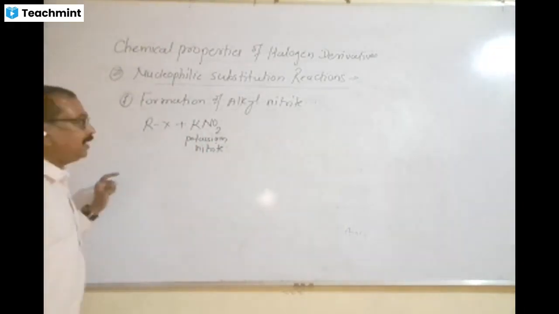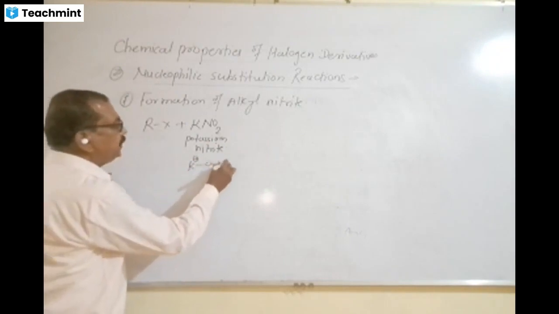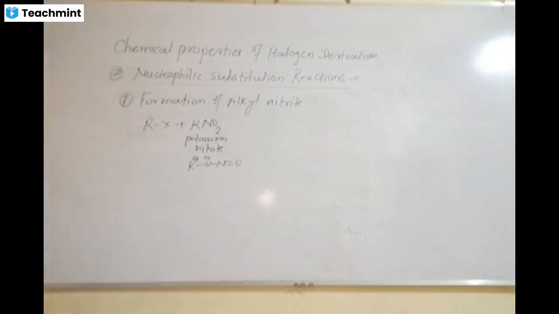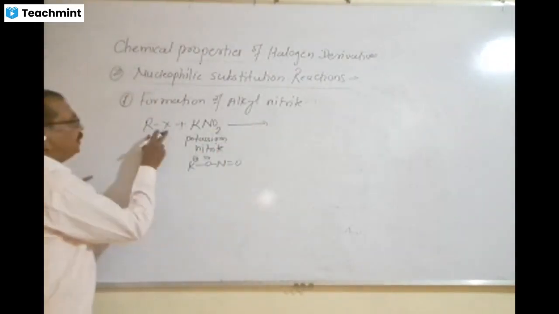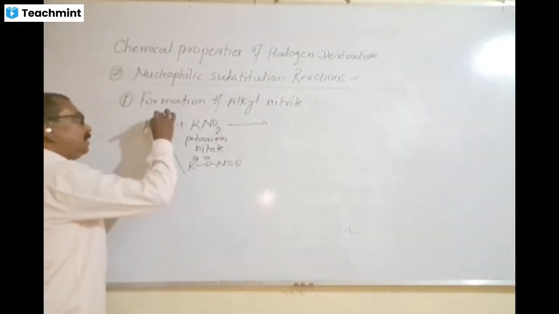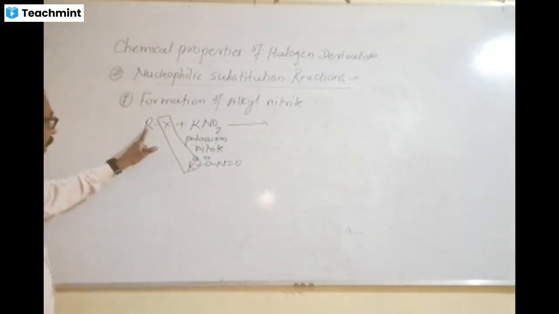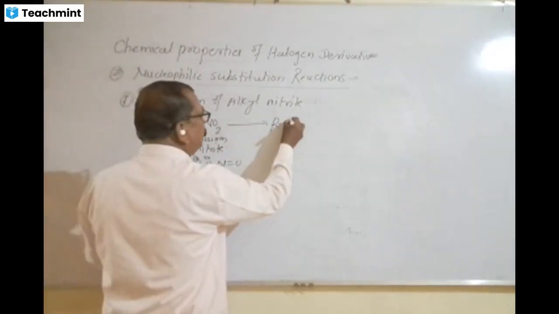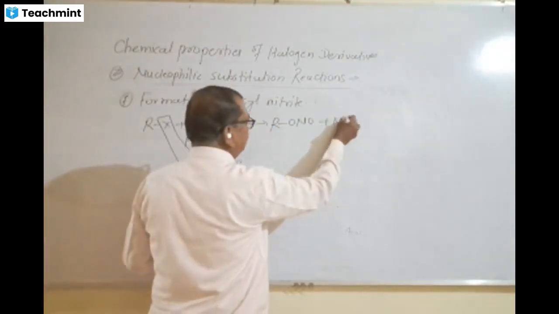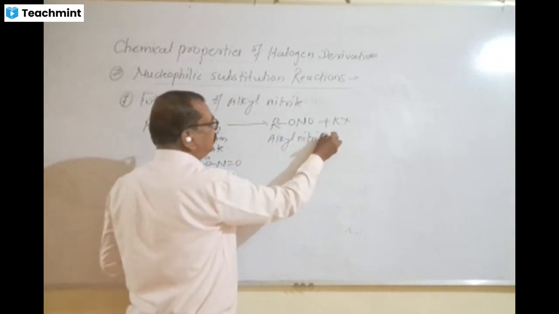The formula for potassium nitrite can be written like this: K plus, O-N double bond O. Therefore, this oxygen atom is negatively charged. When alkyl halide and potassium nitrite react together, the halo group and potassium form potassium halide. A new bond is formed between R and O group to form RONO plus KX. And such types of compounds are called alkyl nitrite.